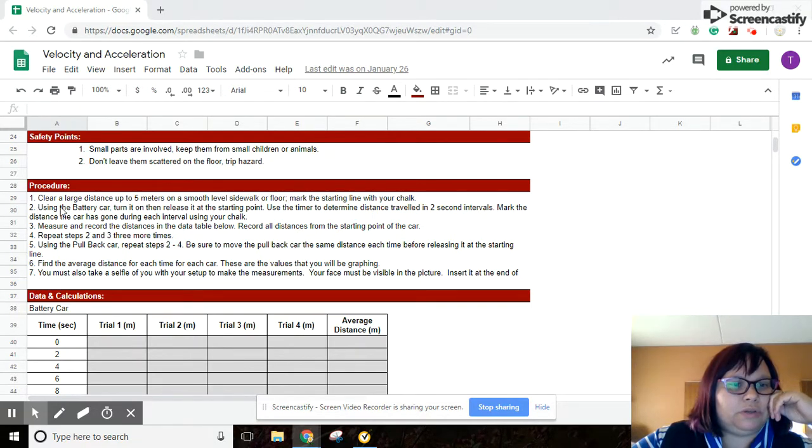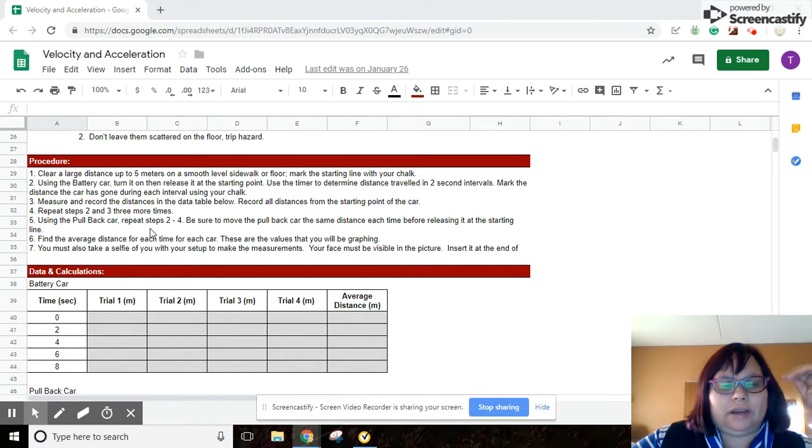So look at number 2, turn on the car, release it at the starting point, and then determine the distance traveled in 2-second intervals. I don't really care if you decide that you want to be very quick and follow the car and mark down where it is at 2, 4, 6, and 8 seconds, or if you want to run the car for 2 seconds and see where it ends up, run the car for 4 seconds and see where it ends up. This is going to be one where it's hard to do by yourself. It's going to be much easier if you have someone who can help you.